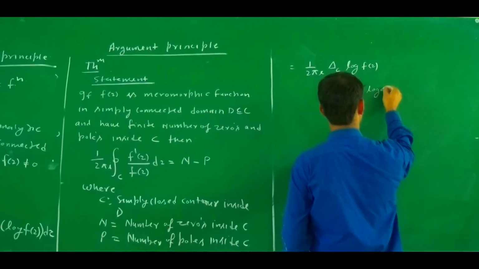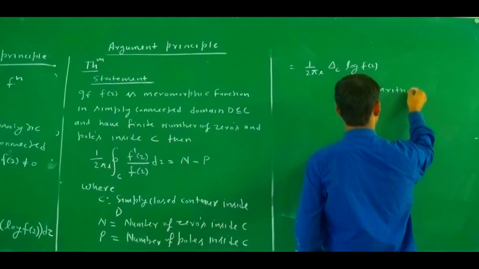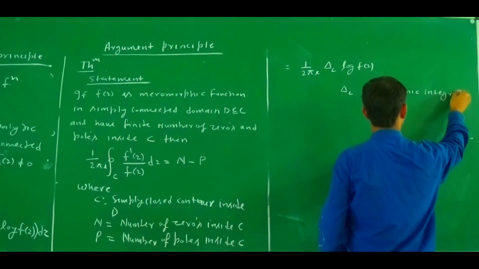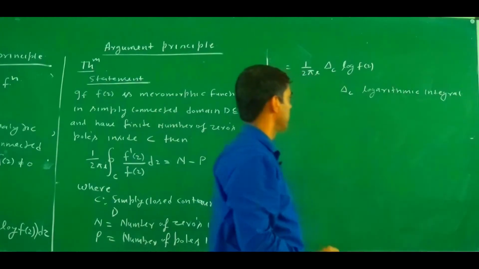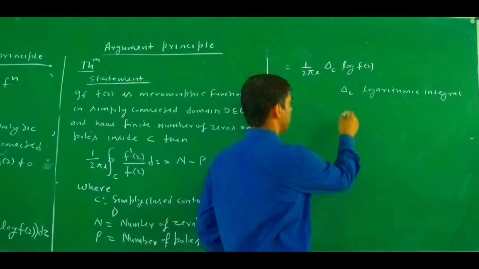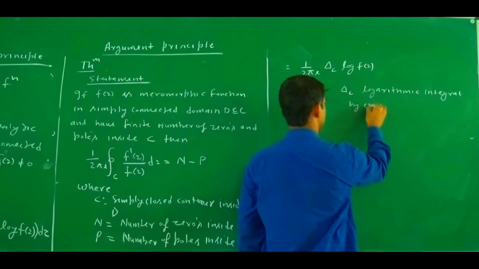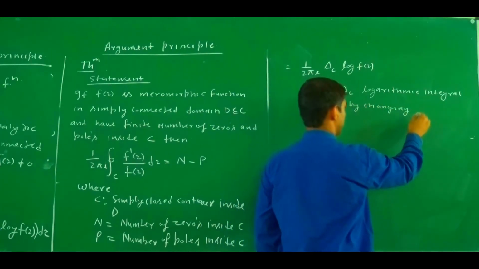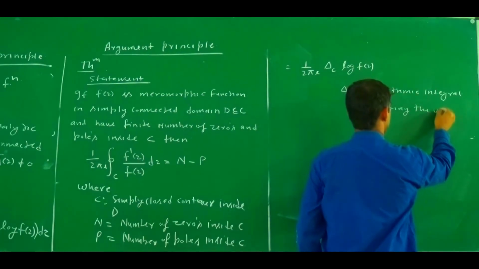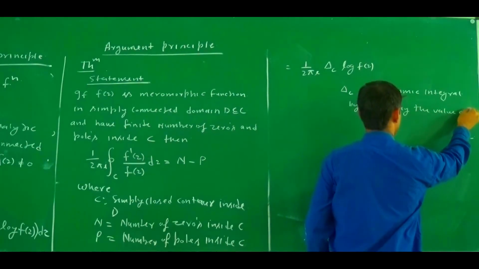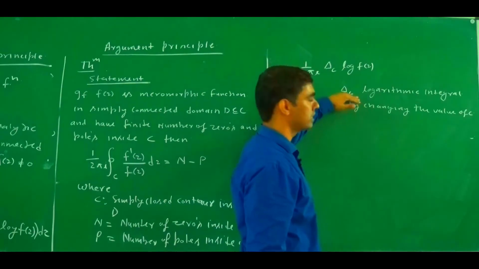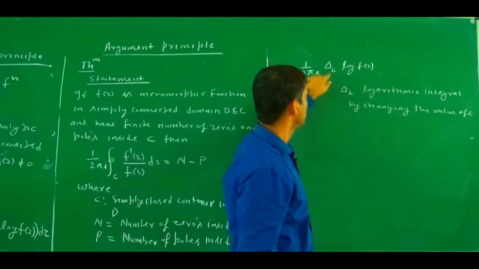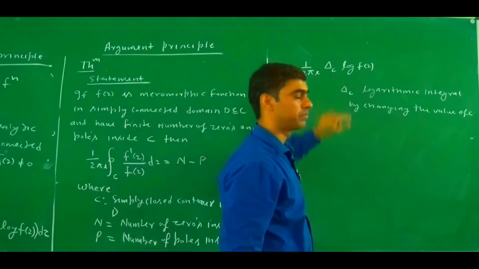Del c is a logarithmic integral, by changing the value of c. This one is a notation. Del c is a notation for the logarithmic integral in a path of c.